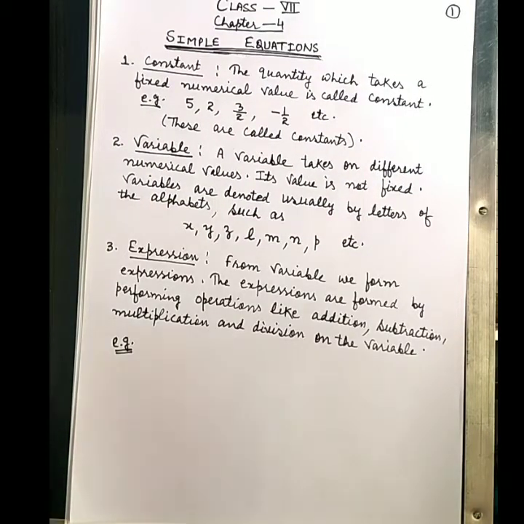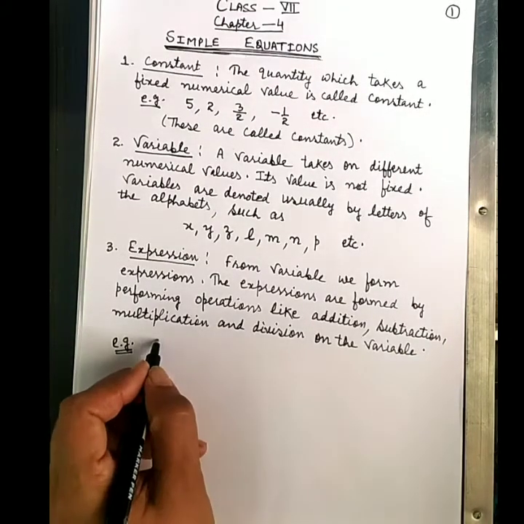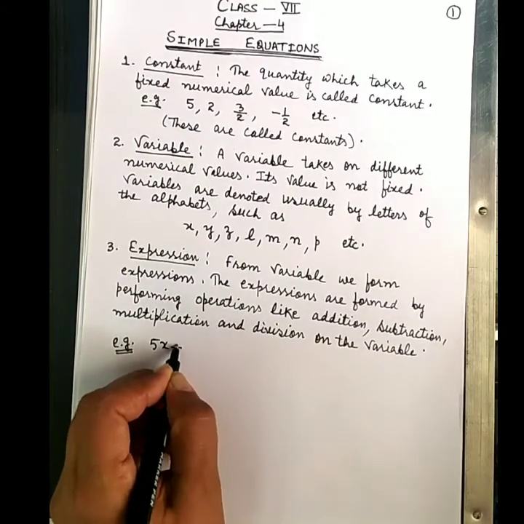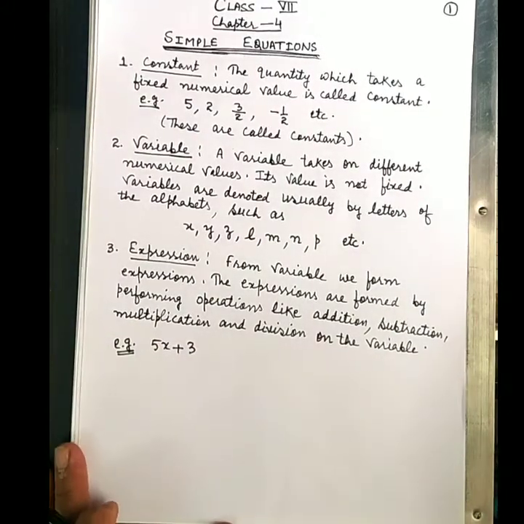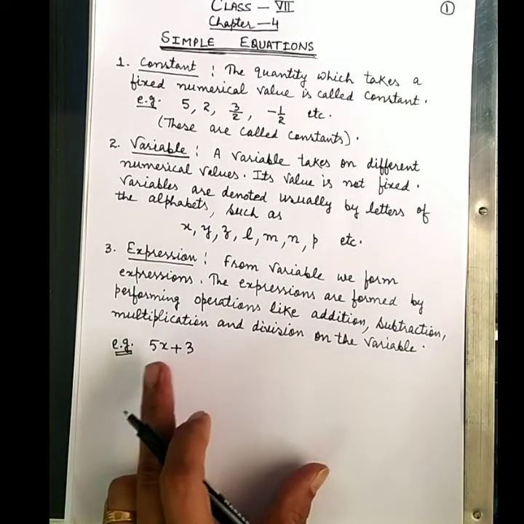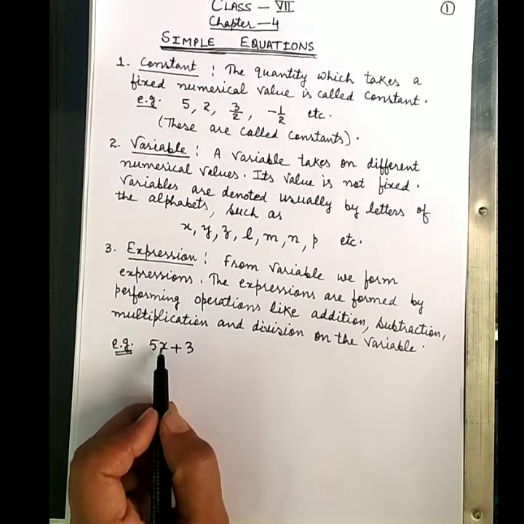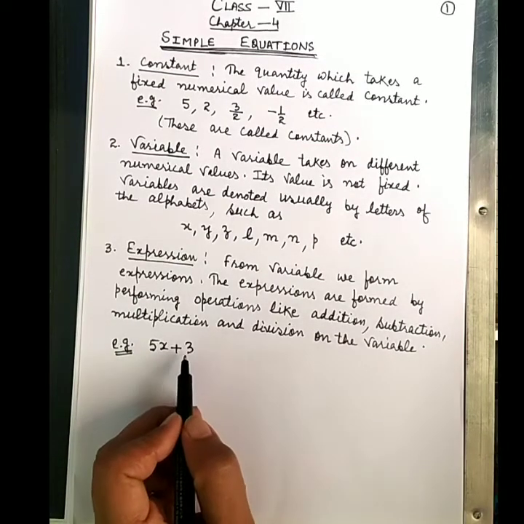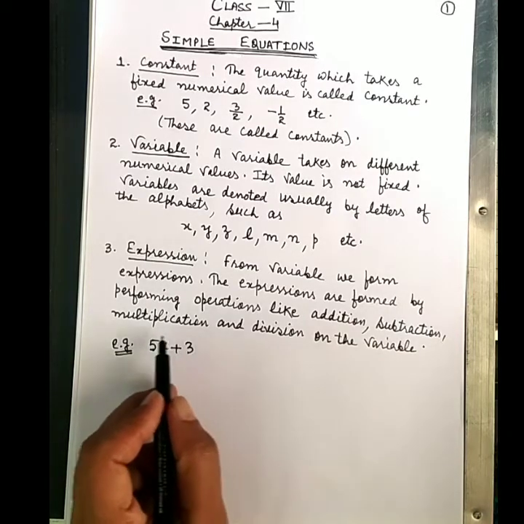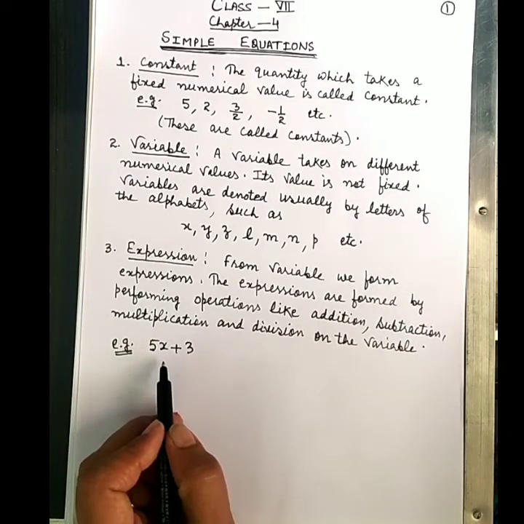Third point, expressions. From variables we form expressions. The expressions are formed by performing operations like addition, subtraction, multiplication and division on the variables. For example, consider the expression 5x plus 3. How is it made? This is the expression obtained when the variable x is multiplied by 5 and 3 is added to the result, we get the whole expression. Is it clear?